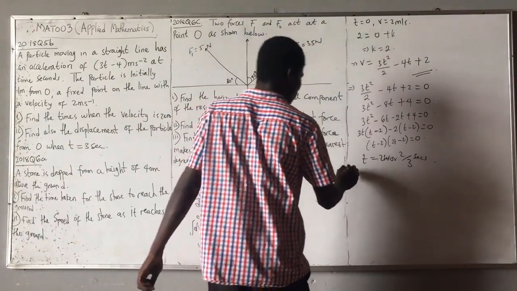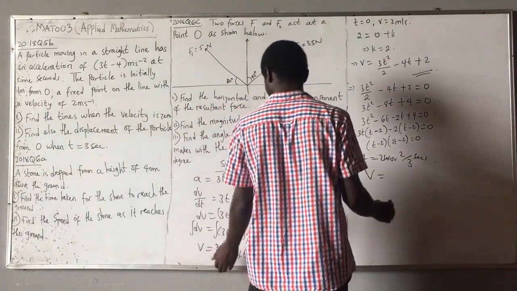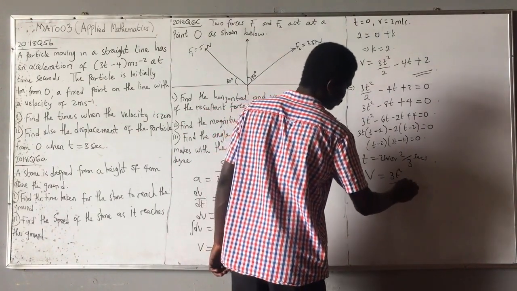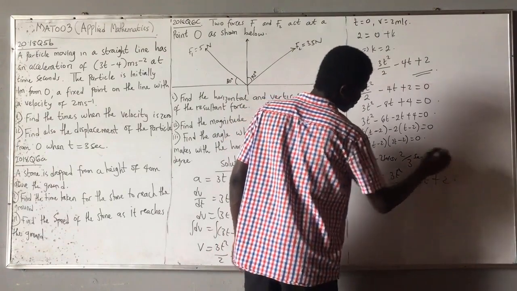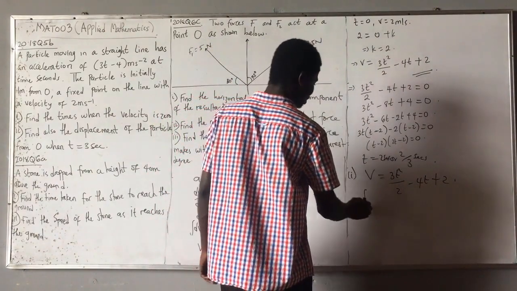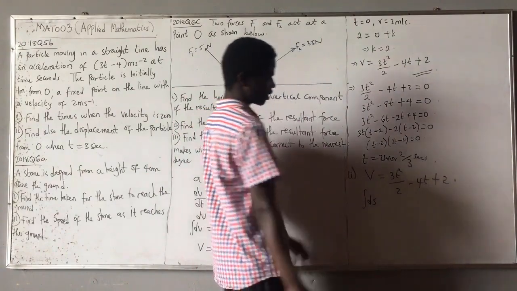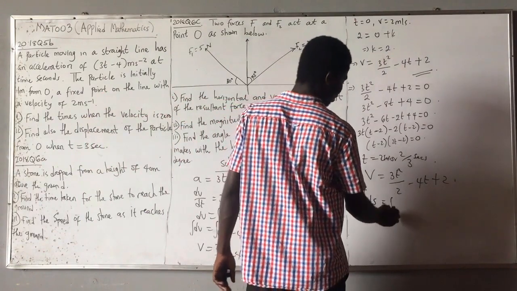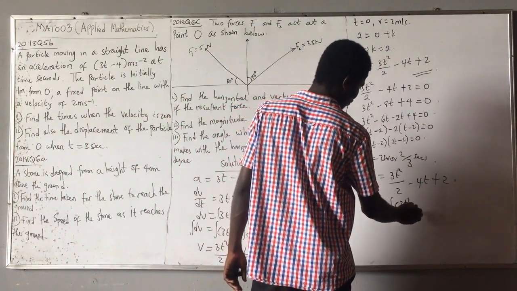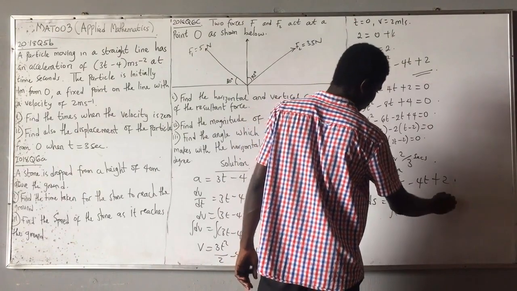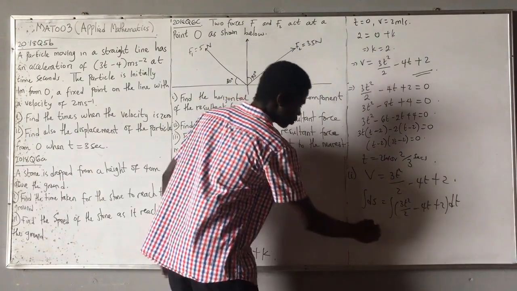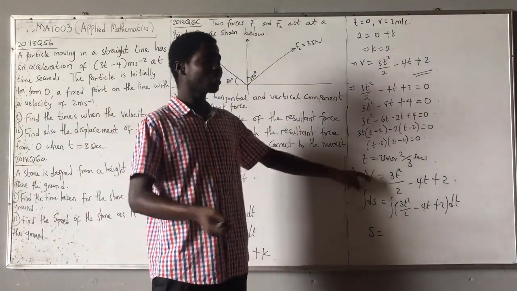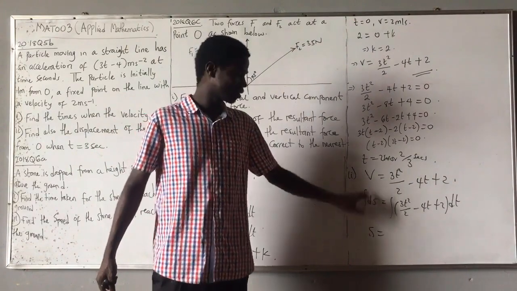Now, from velocity, velocity is equal to what? The velocity is equal to this one, 3t squared over 2 minus 4t plus 2. Integrate both sides. Integrate velocity. This is ds, where s stands for the displacement, equal to the integral of 3t squared over 2 minus 4t plus 2 dt. If you integrate velocity, you get displacement.